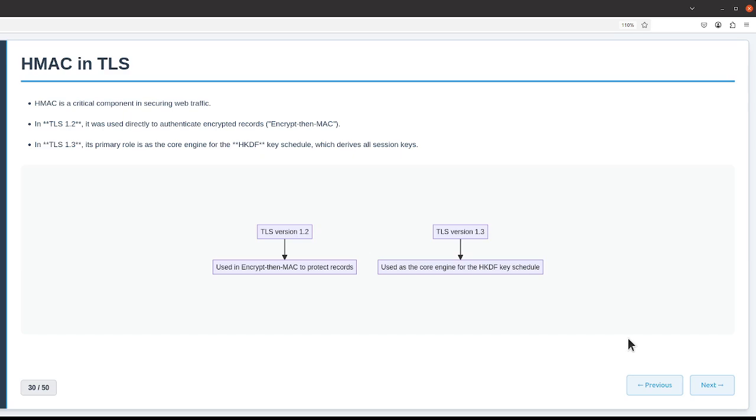In modern TLS 1.3, dedicated authenticated encryption with associated data, AEAD, ciphers like AES-GCM are used instead. However, the HMAC function is still used pervasively inside the TLS 1.3 key schedule. The entire process of deriving session keys uses HKDF, which, as we know, is built entirely on HMAC.